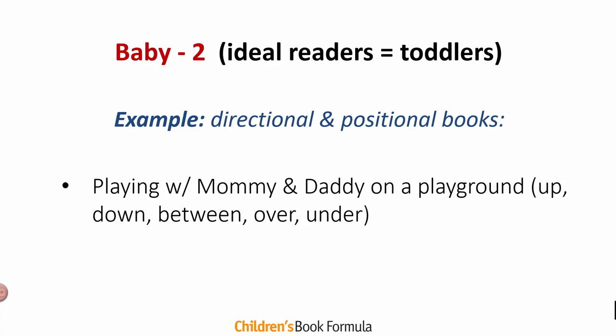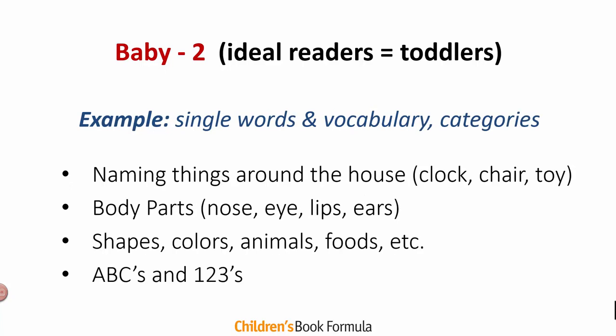For example, playing with mommy and daddy on a playground, illustrating the concepts of up and down, between and over and under, etc. These Baby Through 2 books are also focusing on things like building a very basic vocabulary, single words, categories, naming things around the house, probably within view of the mom and the child who may be reading this book together, like a clock and a chair and a toy, body parts.